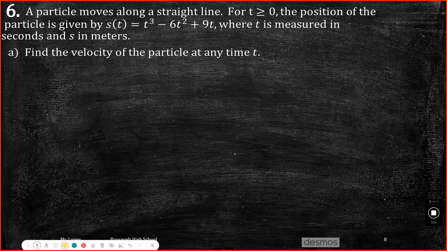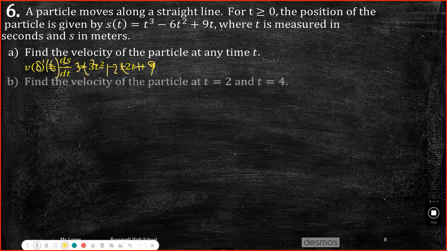Just take the derivative, s prime of t. So what is that? Minus 12t plus 9. That's it. At any time t, that would be the formula for it. That's the velocity.